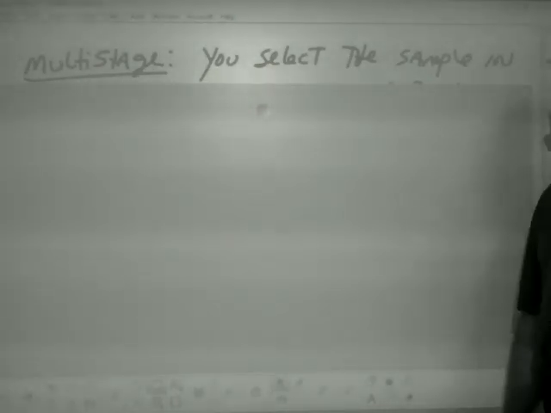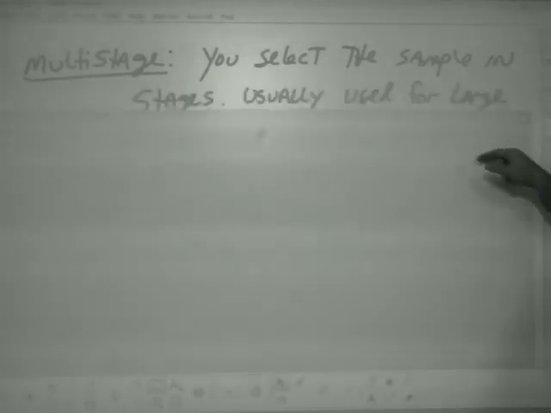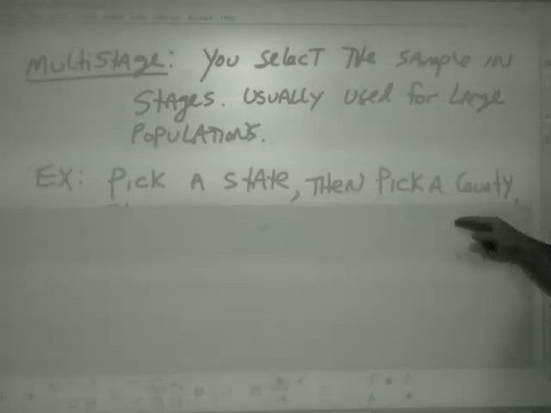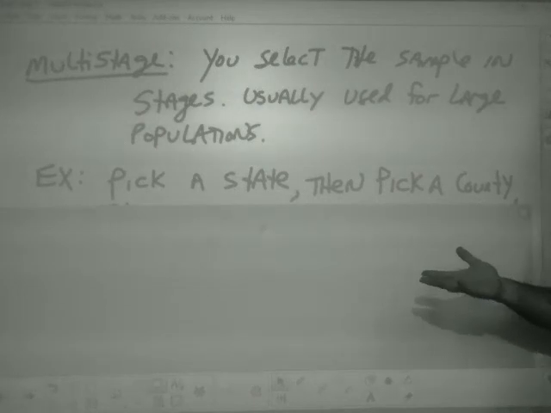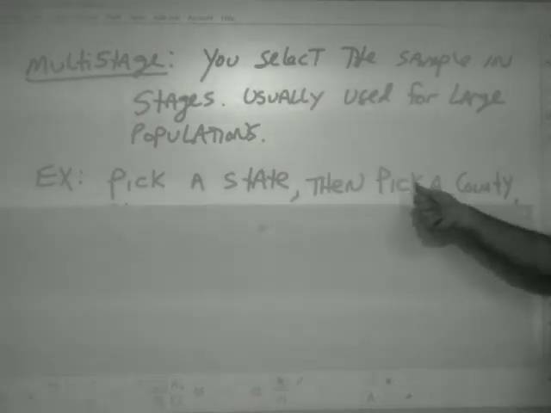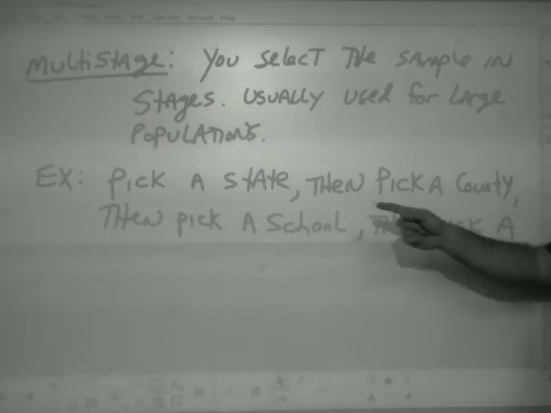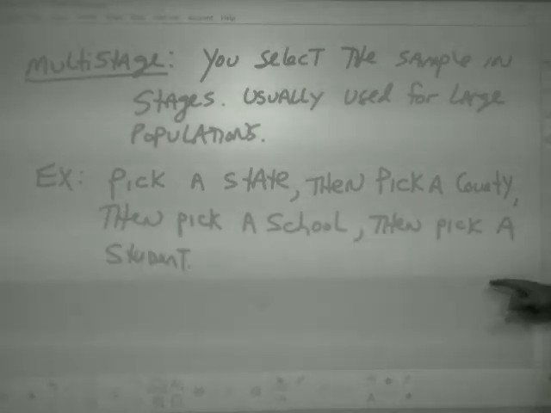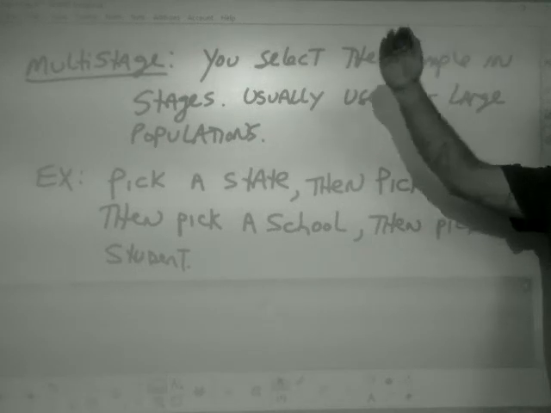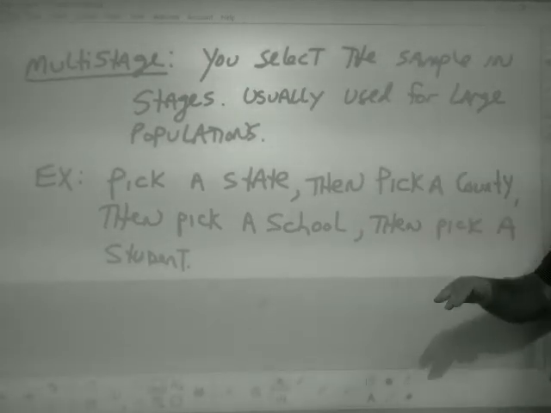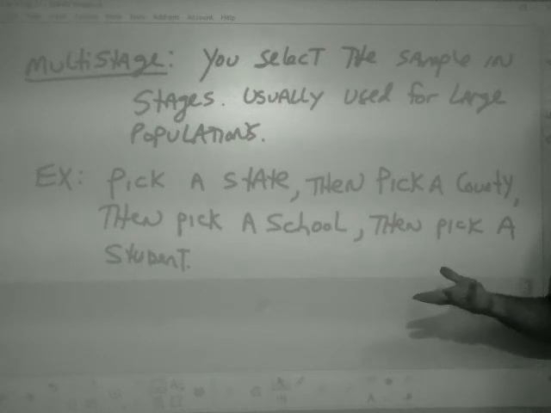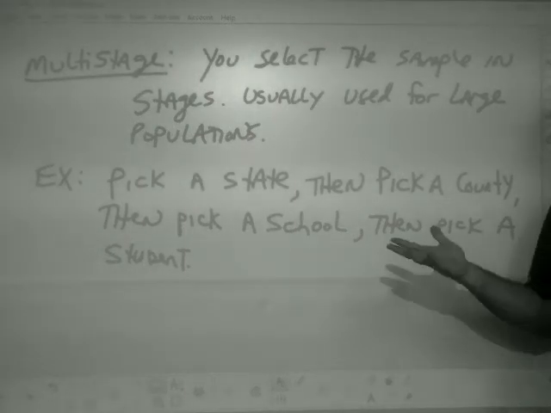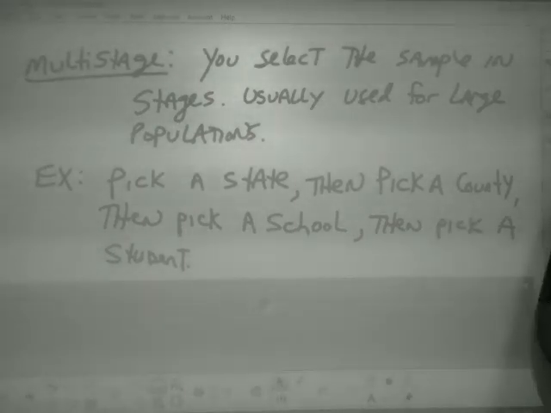Multi-staging. This is working in stages, usually used with very large populations. You select the sample in stages. For example, you might want to survey students in the country. Well, you're going to pick a state, then you might pick a county, then select a school district, then pick a student. Now you can survey kids around the country, because you don't have a list of all kids in the country.